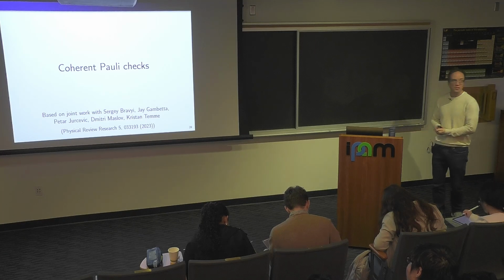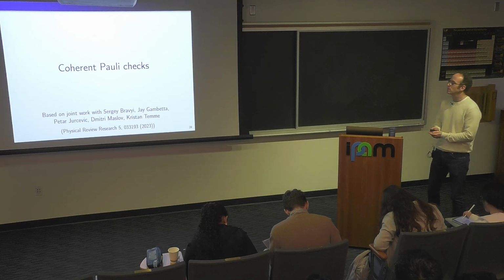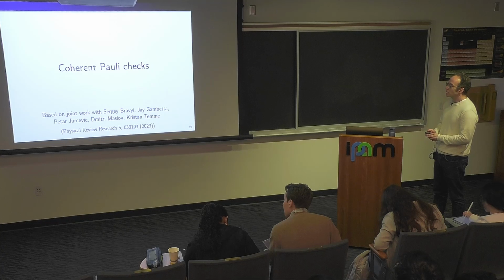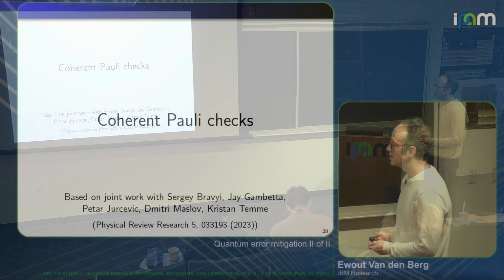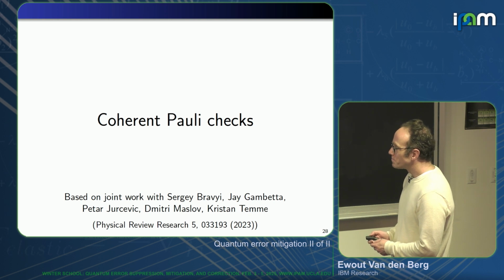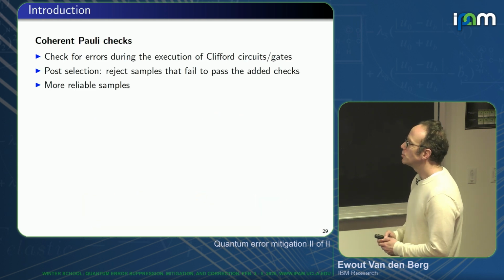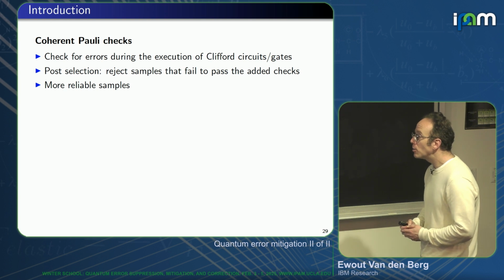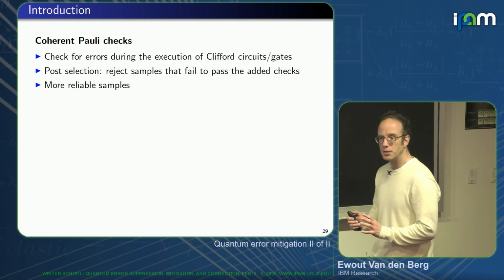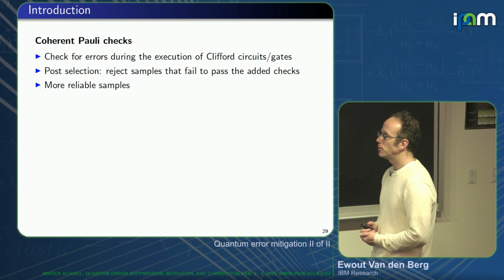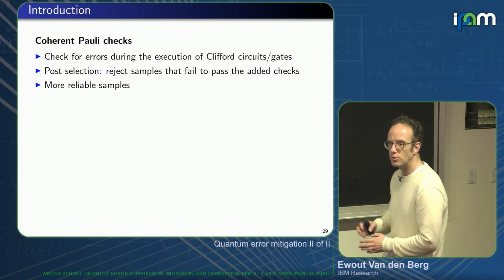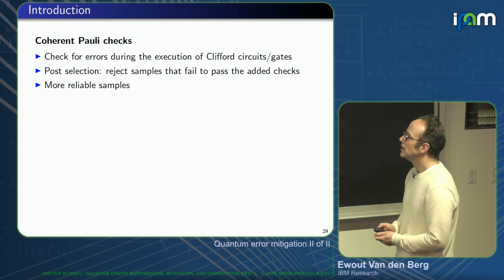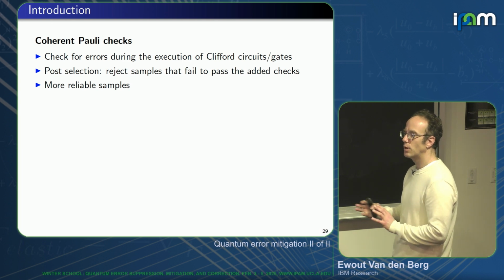Okay, so then the last topic, let's see, a lot of time. Coherent Pauli checks. This is based on joint work with colleagues at IBM. So coherent Pauli checks can be used to check for errors during the execution of some Clifford circuit. Again, we're restricted to Cliffords for reasons I'll show later.